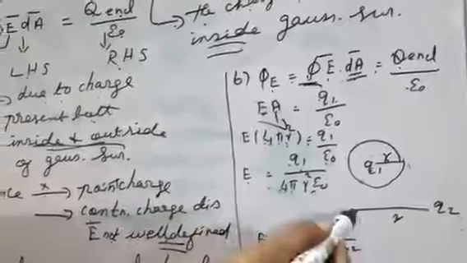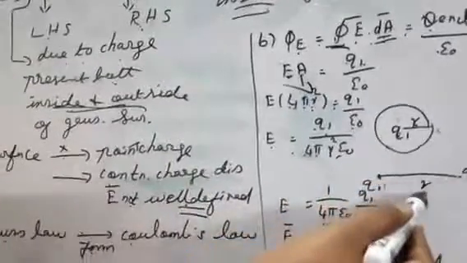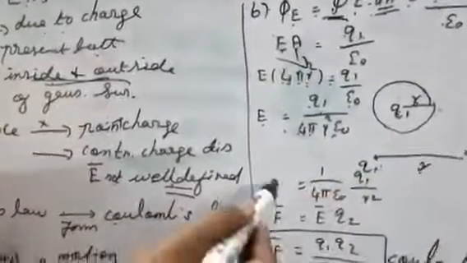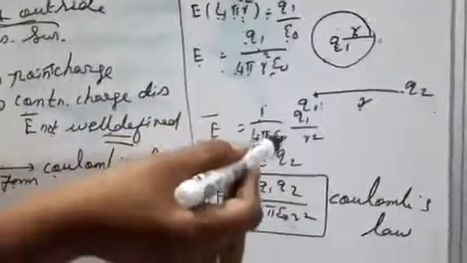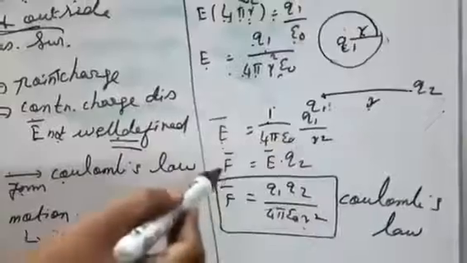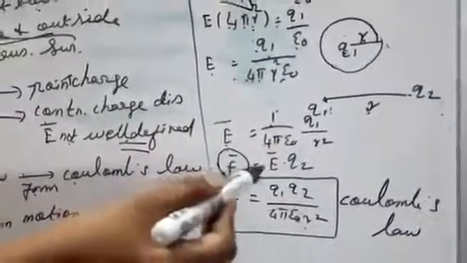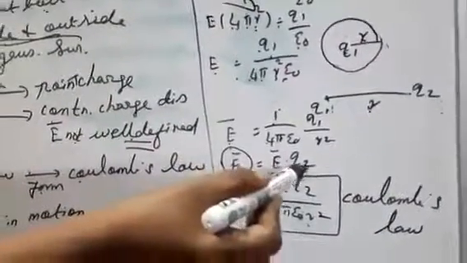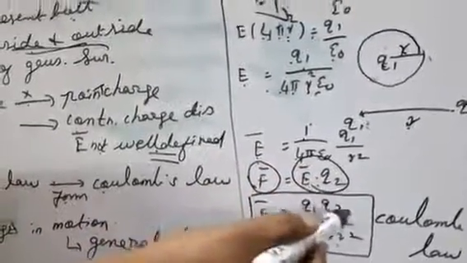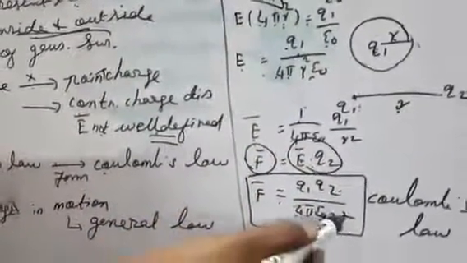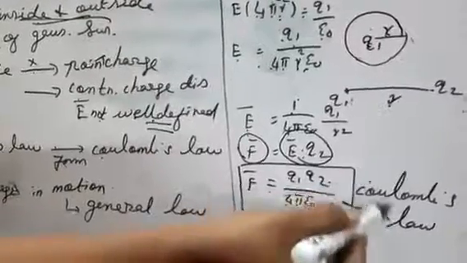Suppose you take two charges Q1 and Q2, and the distance is r. At the point Q1, the electric field is equal to 1 by 4 pi epsilon naught Q1 by r square. But the force acting due to point charge Q1 is equal to EQ2. Therefore, force F is equal to Q1 Q2 by 4 pi epsilon naught r square. This is known as Coulomb's law.